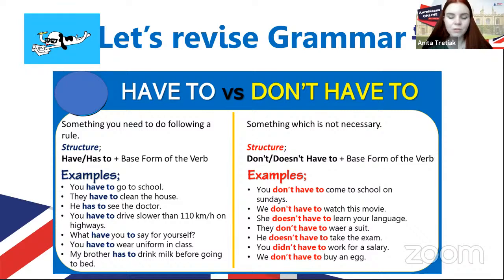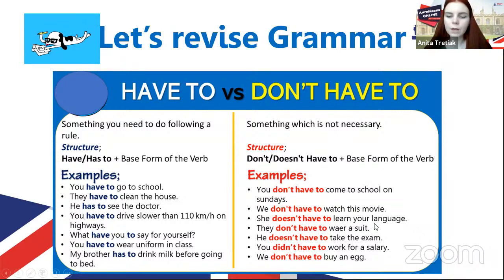Everything will be closed, so you don't have to come to school on Sundays. Then, we don't have to watch this movie. It's not something which is a rule, yeah? It's like, okay, I can watch this movie, but if I don't want, then I won't. So it's not necessary. Then she doesn't have to learn your language. Of course, we can imagine that she can learn the language, but only if she wants. It's not necessary for her.